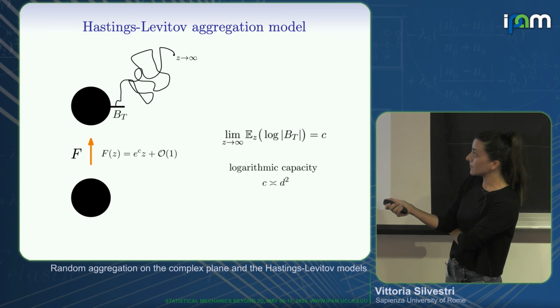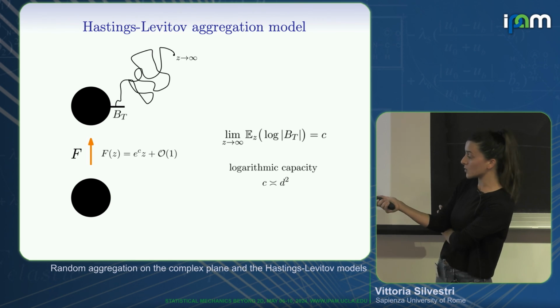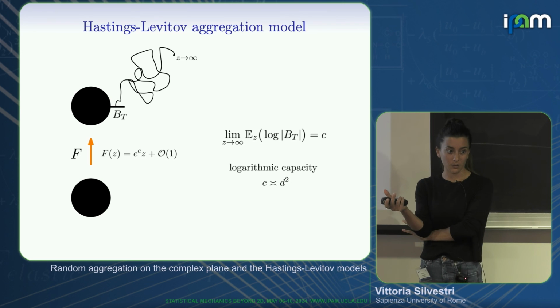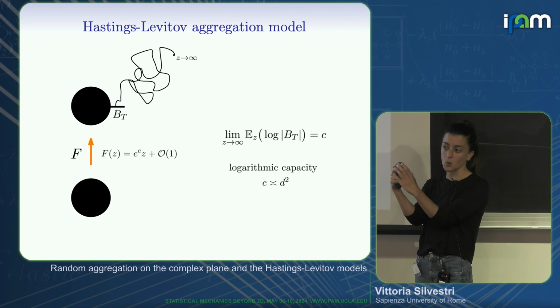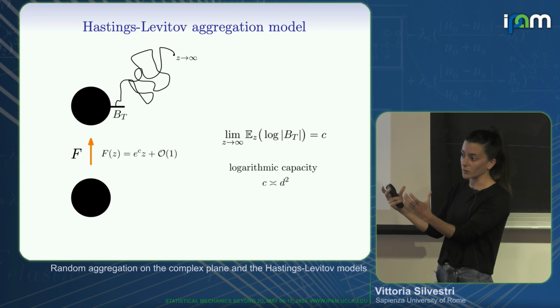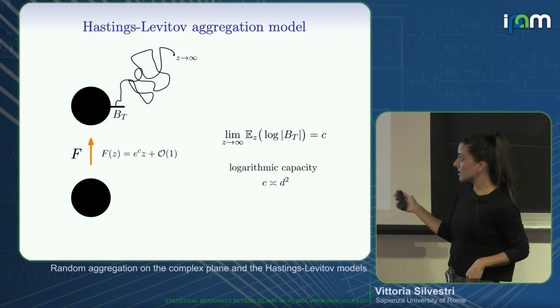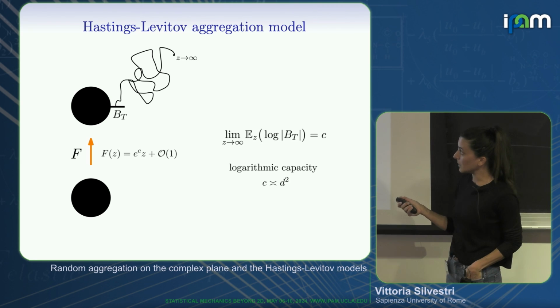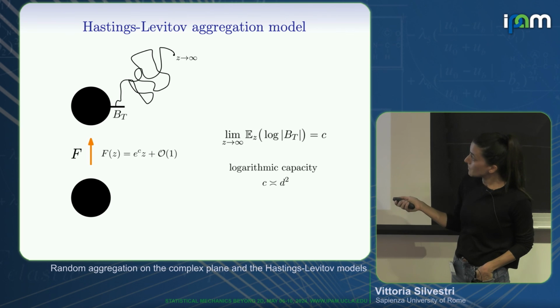Then as the size of the particle goes to 0, the logarithmic capacity is something like the square of the diameter of the particle. So if your particle is a small disk, it will be something like the area of the disk. Okay, this is all I need you to keep in mind about C. And now back to the definition of the model.